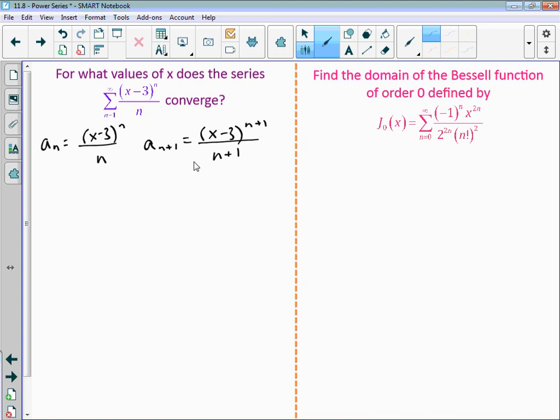And with this one, instead of dividing, I multiply by the reciprocal. So I'm just going to start that work. Let me know if you have questions here.